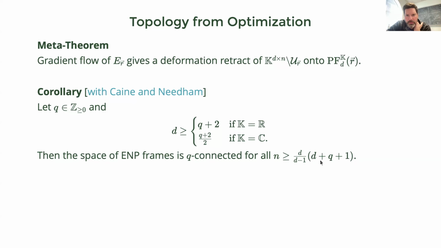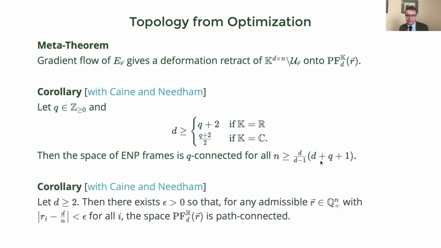Clay? Yes. So is the story that our space of frames has the same topology as K D by N minus UR? Yeah, it's homotopy equivalent. Yeah, that's cool. Yep. And so this is telling you not just about path connectedness, but higher homotopy groups, again under certain assumptions.